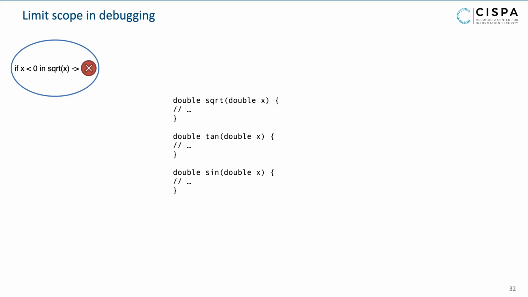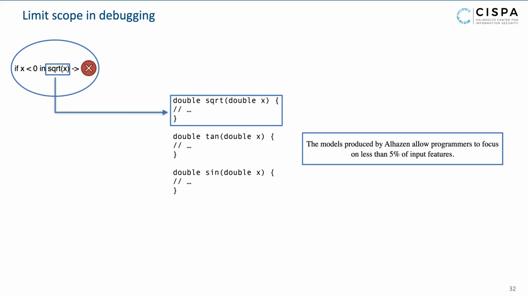For this work, we look at how much Alhazen prunes the search space in debugging. The information that the bug occurs if x is smaller than 0 in square root of x allows the programmer to look at the square root function and ignore the remainder of the program. In our experiments, the model produced by Alhazen allows programmers to focus on less than 5% of input features.